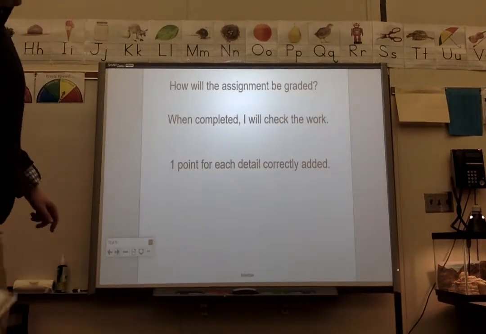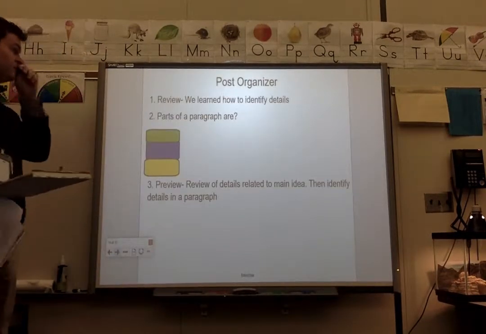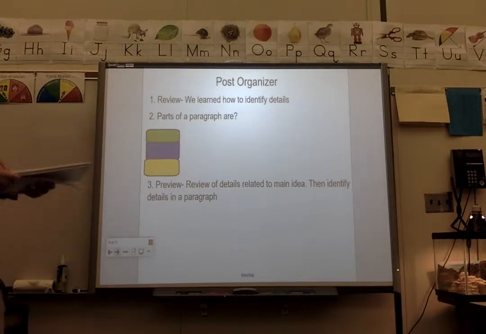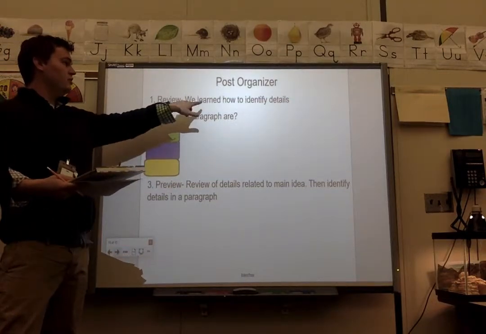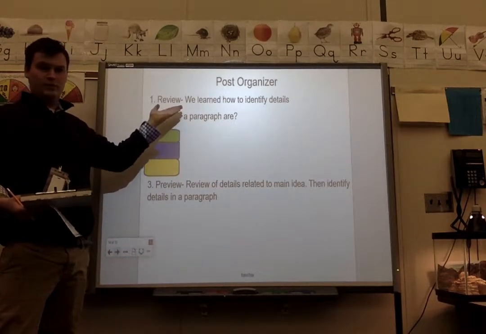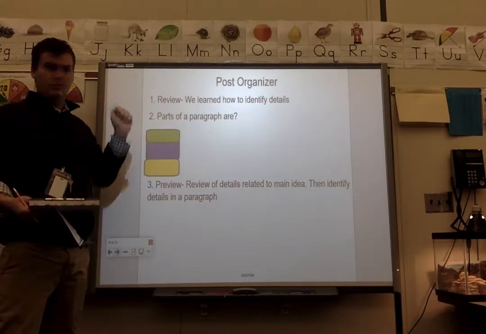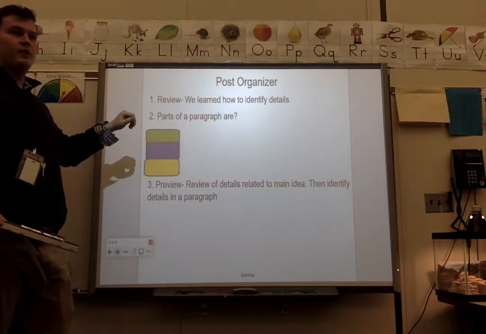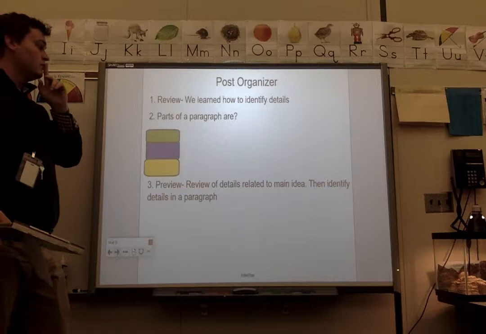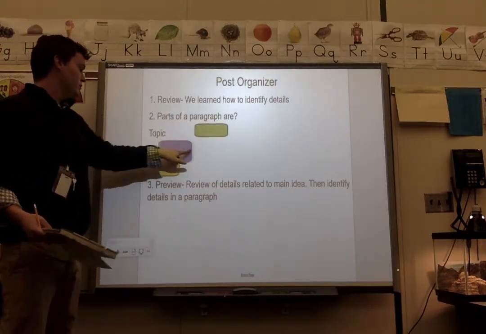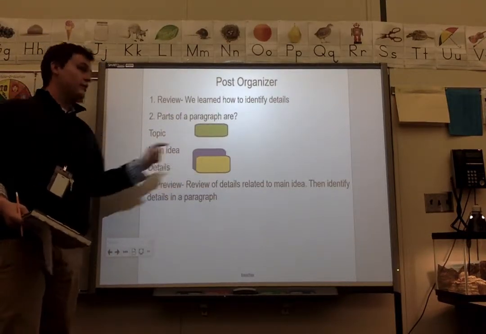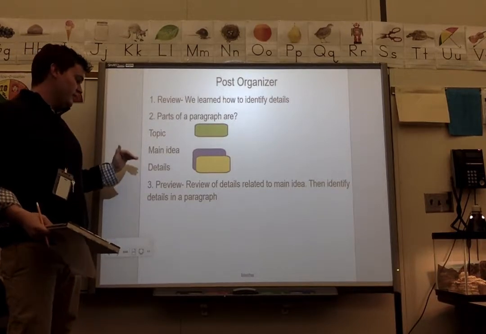Okay, so we already know how we're going to get graded. Here we go. So review, what did we learn today? We learned how to identify details. Beautiful. What are parts of the paragraph that we learned? Topic, main idea, and details. We learned about topic, main idea, and details.